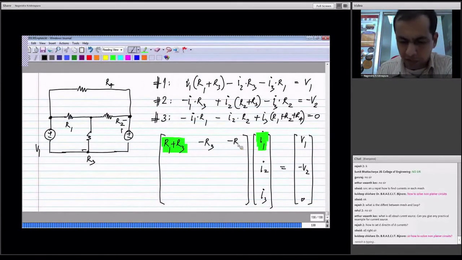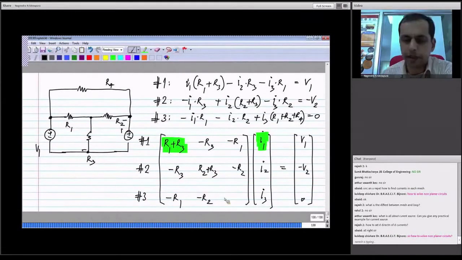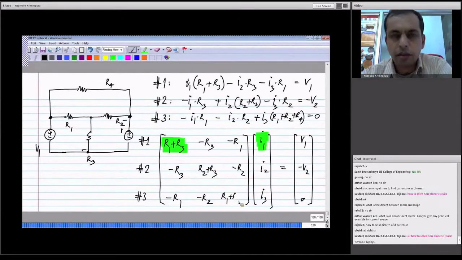The second equation is for mesh number 2, and you will write minus R3, R2 plus R3 and minus R2. And finally for mesh number 3, minus R1, minus R2 and R1 plus R2 plus R4. Okay. So any questions on this?